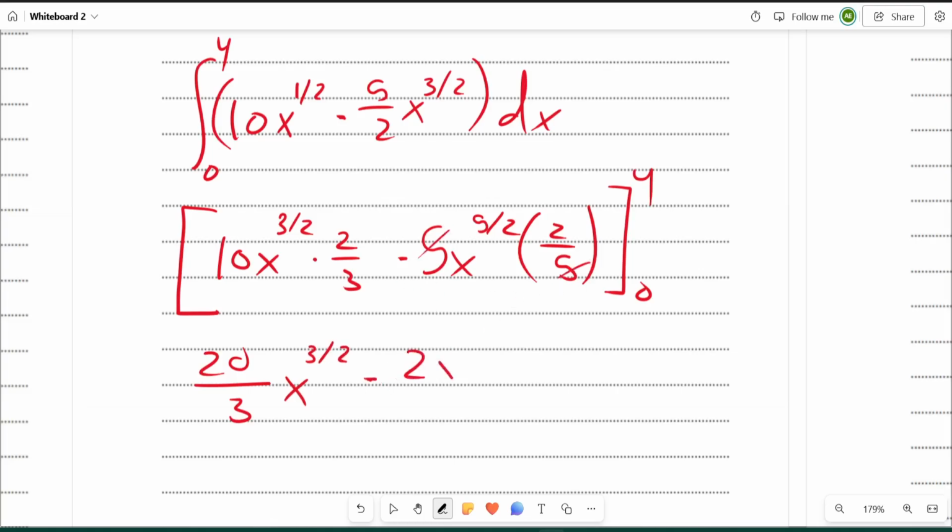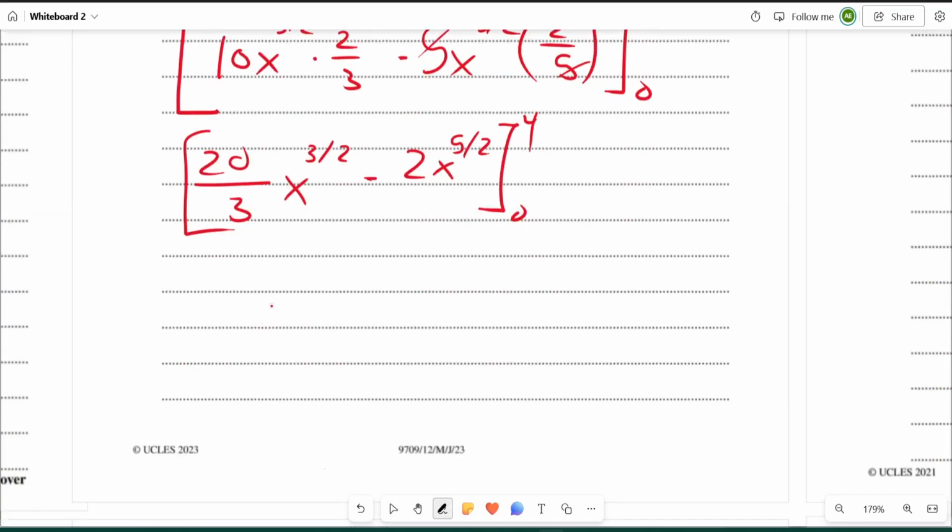This is going to be 2x power 5 over 2, evaluating from 0 to 4. So let's evaluate this integral. Let's substitute the upper bound first, as always. 2 over 3 into 4 power 3 over 2. Let's put this in the bracket. Minus 2 into 4 power 5 over 2. And let's close the bracket.